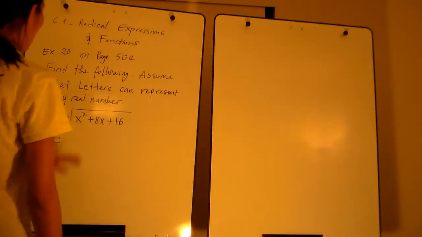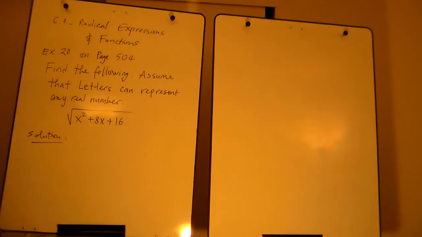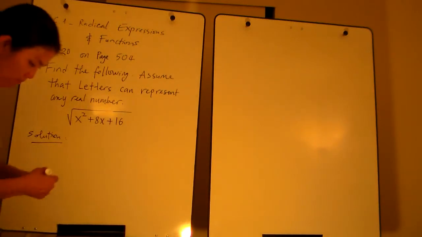Example 20. On page 504, find the following square root. Assume that letters can represent any real number. So this is the square root of x squared plus ax plus 16. We have two unknowns right here, and x can be any real number. This is a trinomial, and to simplify this radical, you need to factor this trinomial.